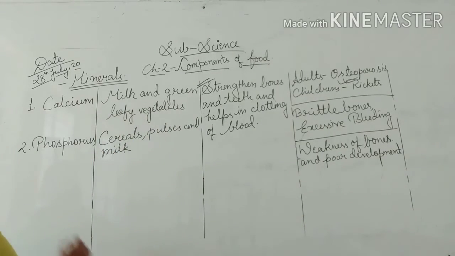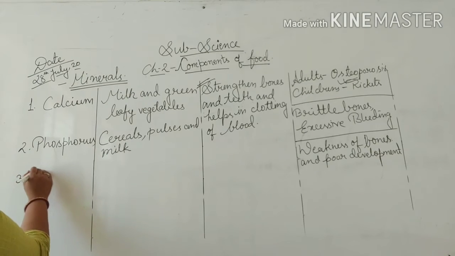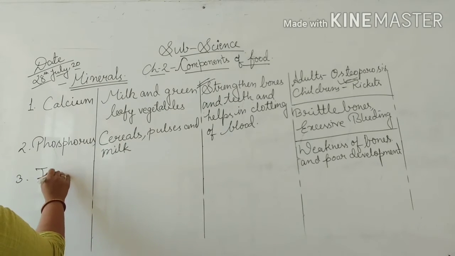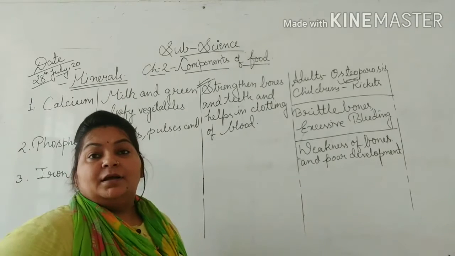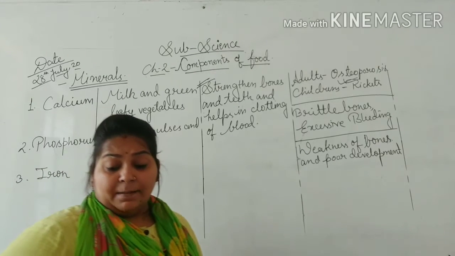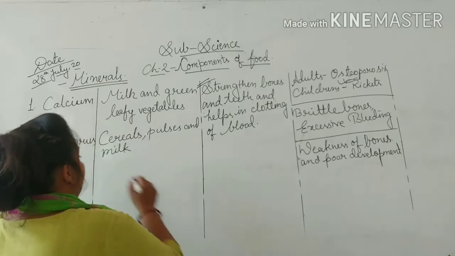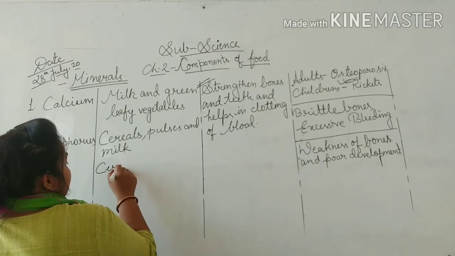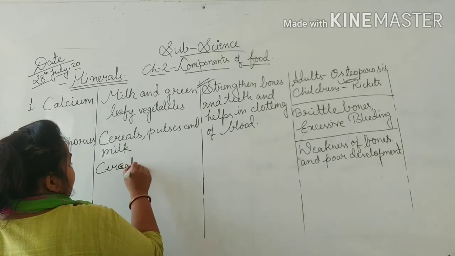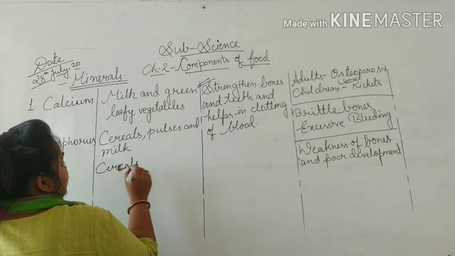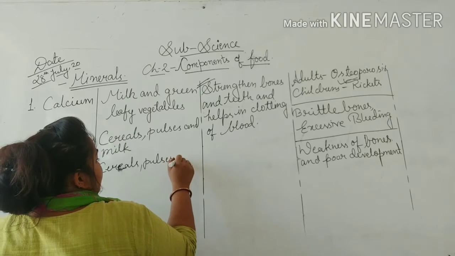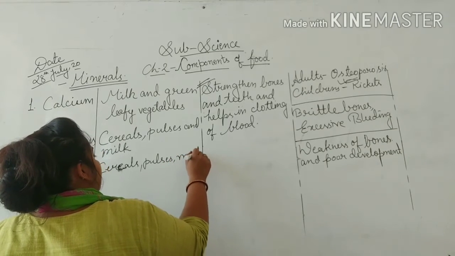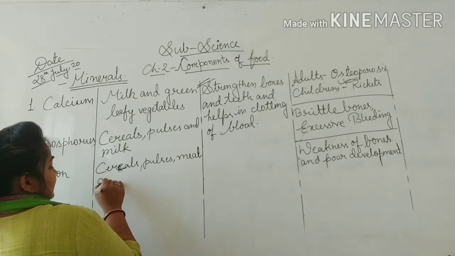Now the next, number three, is iron. From where do we get iron? The sources are cereals, pulses, meat, green leafy vegetables, etc.